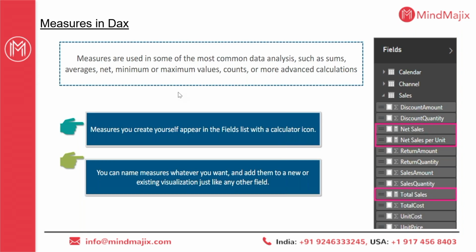What is a measure? Measures are used in some of the most common data analysis such as sums, averages, net, minimum, maximum, count. These are the measures that you derive on a particular column. So your data is already in a great format to be used in Power BI. Now, when you want to do the analysis, you give that instruction to Power BI saying that I want to derive net sales. How you derive net sales as a formula, we'll cover later. We'll do all the important formulas that you should know in Power BI, and then you can start using them.